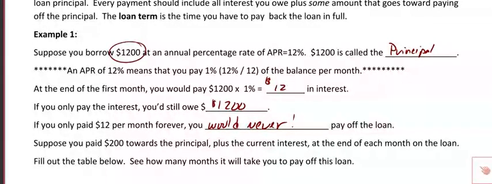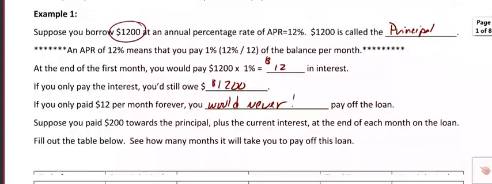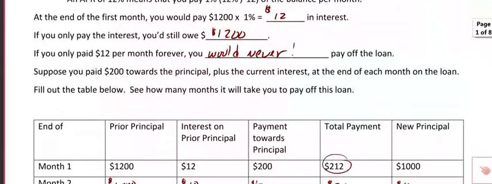Instead of paying just $12 a month, I want to pay $200 a month towards the principal, plus whatever the current interest is at the end of each month. So we're going to fill out a table to see how many months it would take us to pay off this loan. So let's look at the first part of the table.